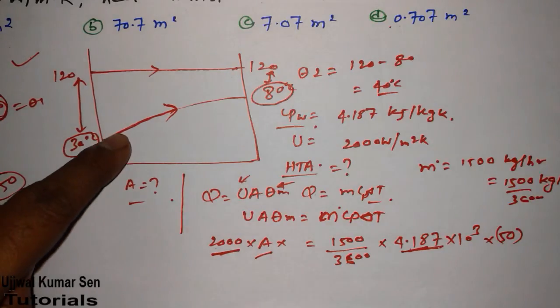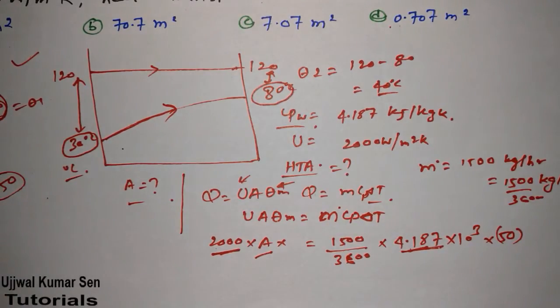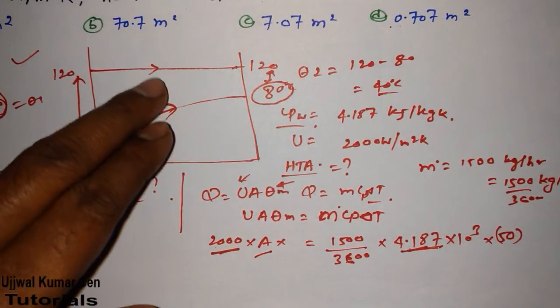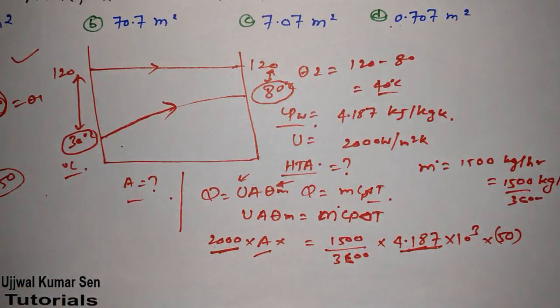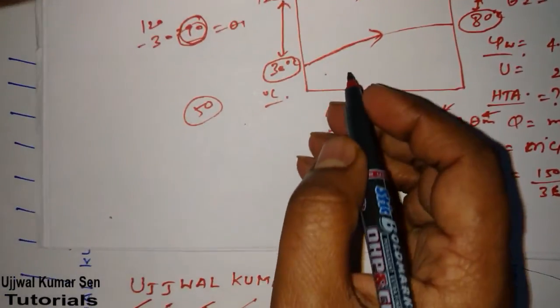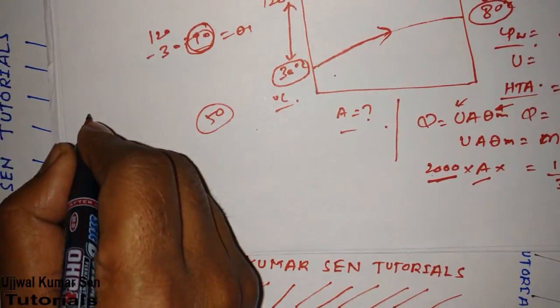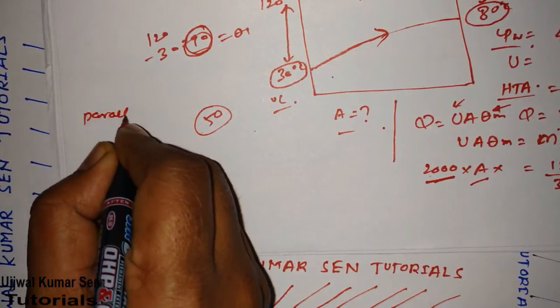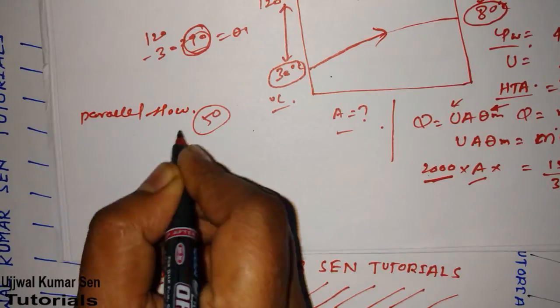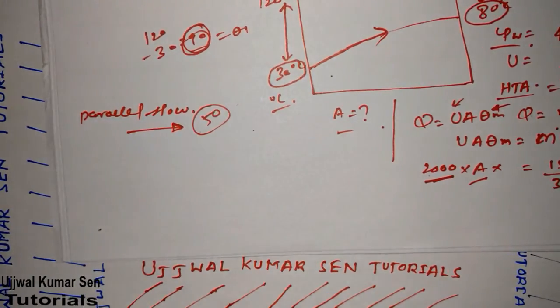what type of heat exchanger we are having right now in terms of flow. As you can see, the direction of the flow is the same. So the heat transfer we have is parallel flow heat transfer. So which type of heat transfer are we having? This is parallel flow. This is parallel flow heat transfer.